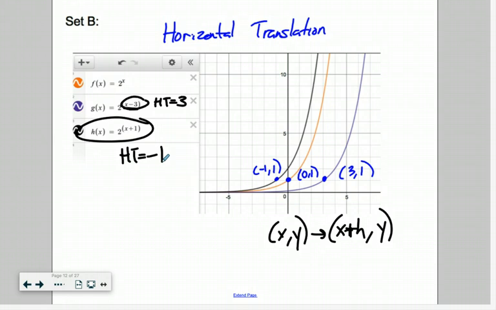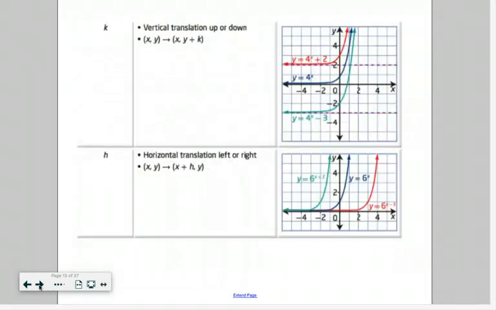So again, you see that that value has had 1 subtracted from it, right? And then it's just shifted 1 unit to the left. Okay? Again, that's just more examples that you can take a look at and see how things have changed with the mapping rule as well as with the graphs.